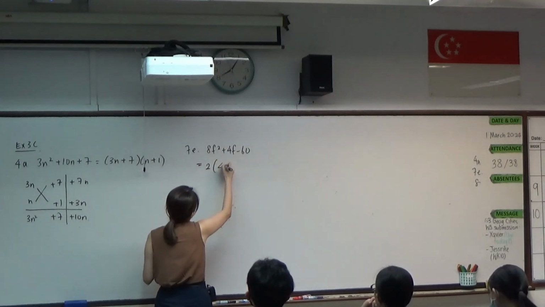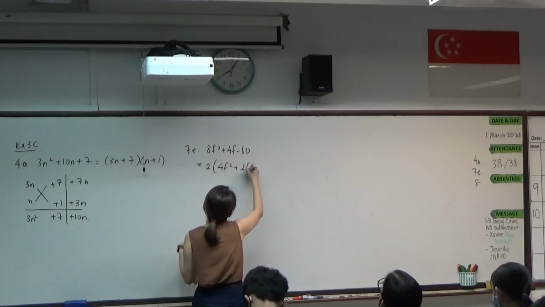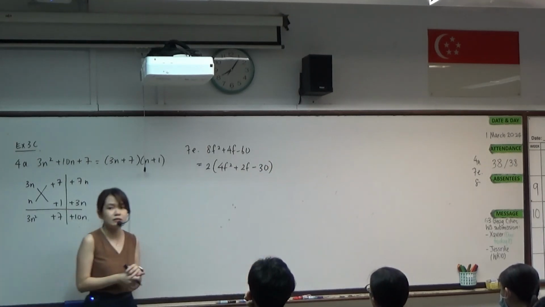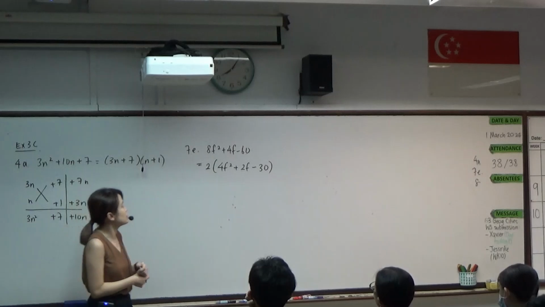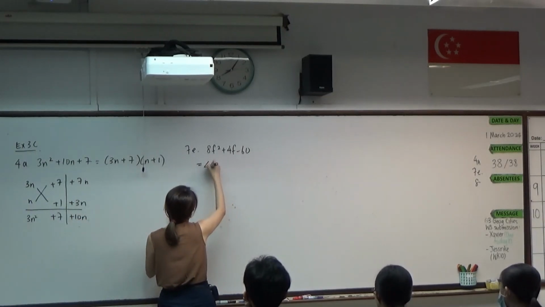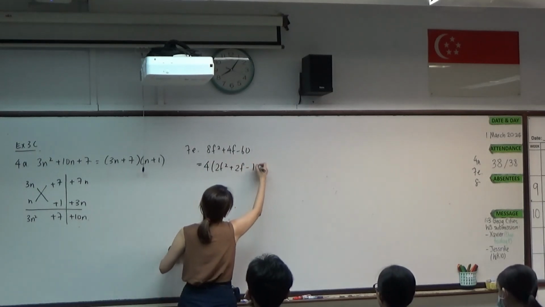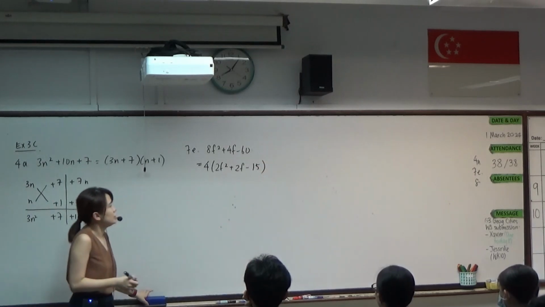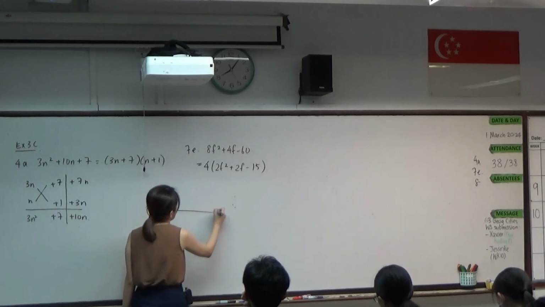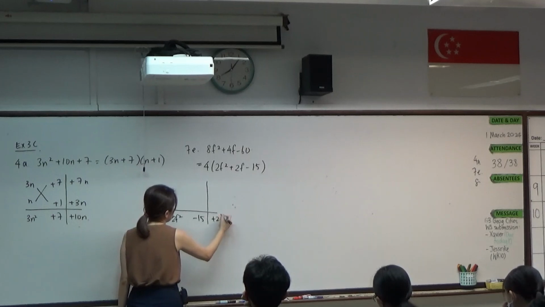So 2, and then we are left with 4f squared plus 2f minus 30. But is there still a common factor? Yeah, we should actually take out 4, right? Okay. So if we were to take out 4, we will be able to get this. Then now we focus on doing the cross method on 2f squared plus 2f minus 15.